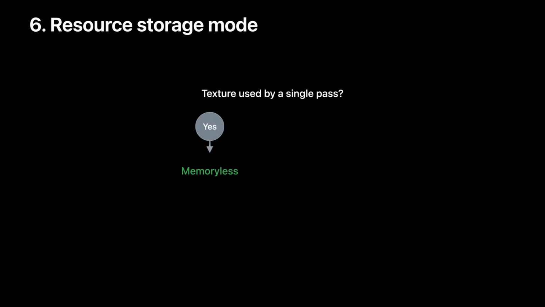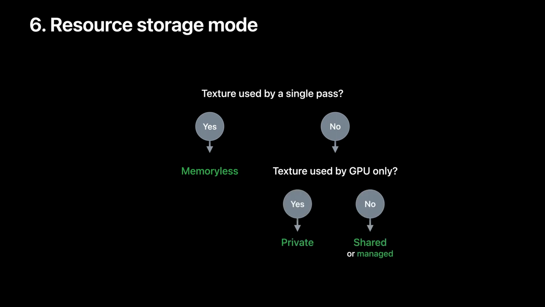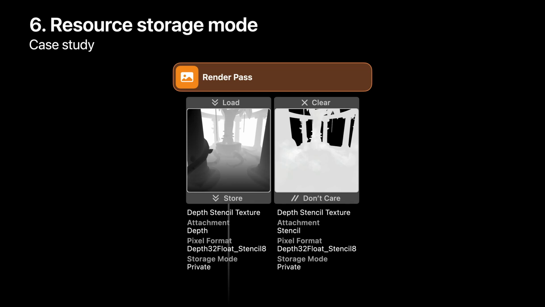But there are a few additional techniques you may take to further optimize your game. If a texture is only used by a single pass, you can set a storage mode to memoryless to save memory and bandwidth. Memoryless textures work well for temporary render targets like depth, stencil, or multi-sample textures. Otherwise, if the texture is only used by the GPU, you can set its storage mode to private, or else shared or managed. As a reminder, managed mode is not needed on Apple Silicon Macs, just like on iPhone and iPad.